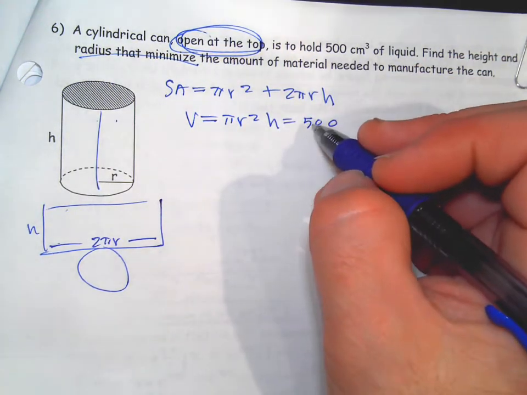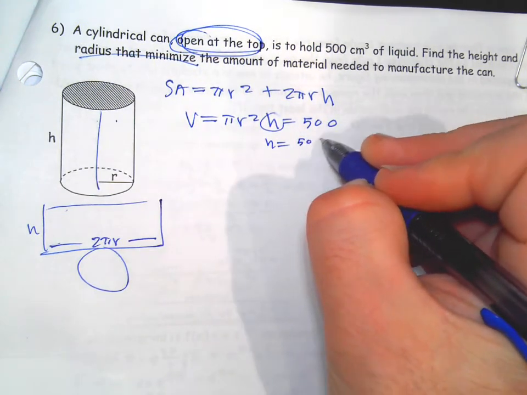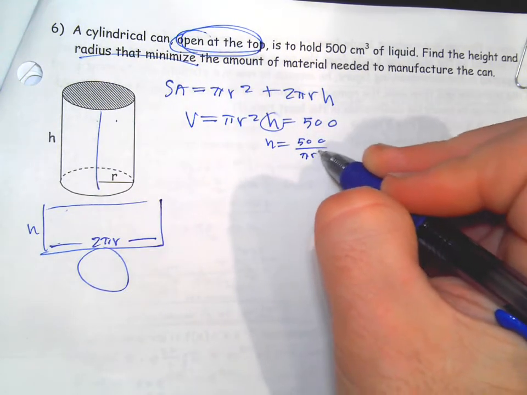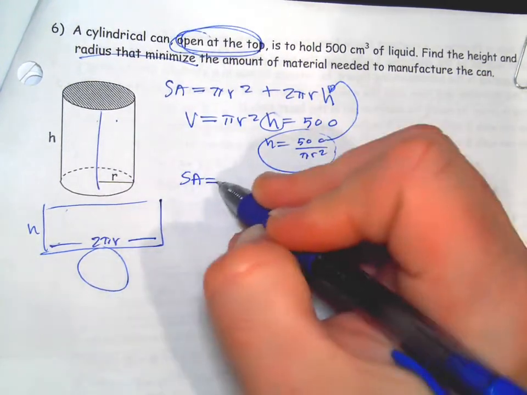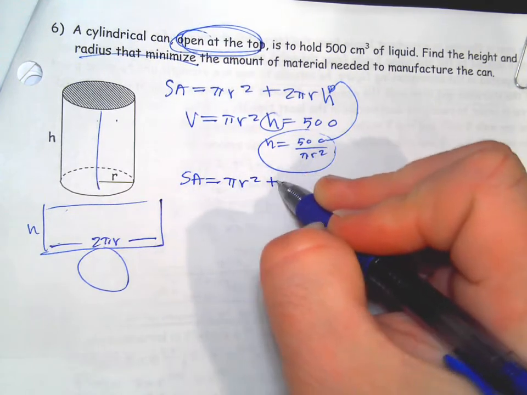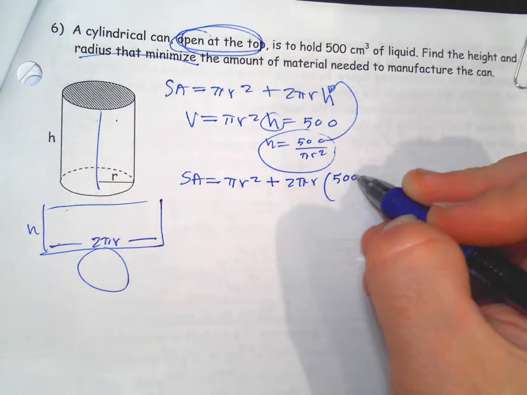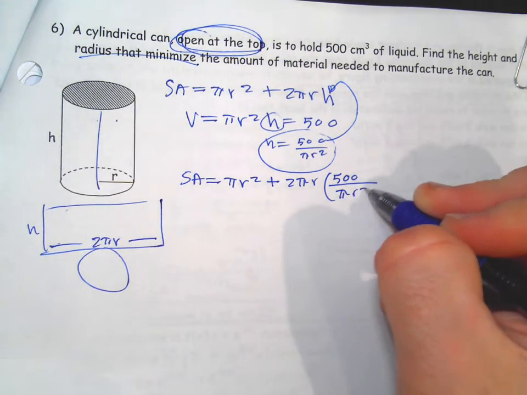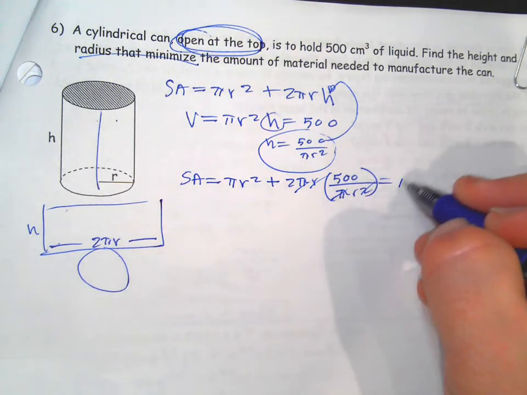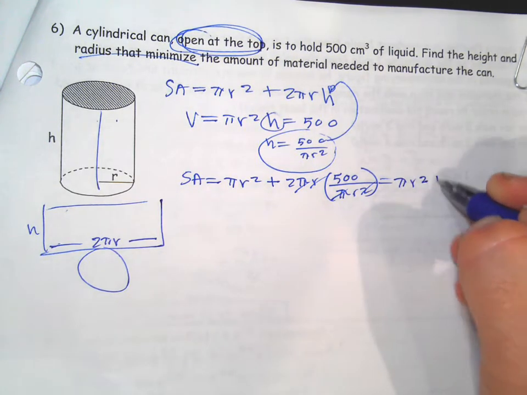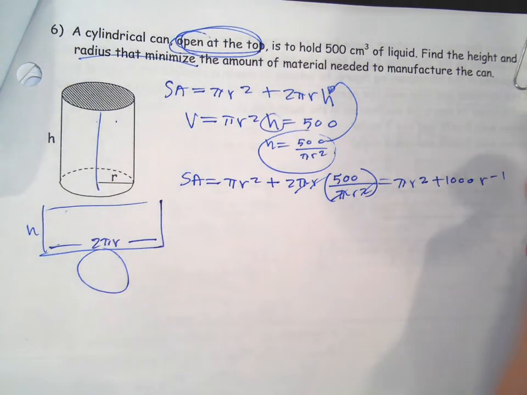I think it's going to be easier to solve for h. h equals 500 over pi r squared. So plug that in up here. So the surface area is pi r squared plus 2 pi r times 500 over pi r squared. Pi's cancel, one of the r's cancels. That makes it a little simpler. It's going to be pi r squared plus 1000, let's say r to the negative 1, so I don't have to do the quotient rule.